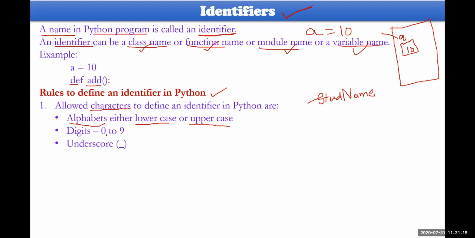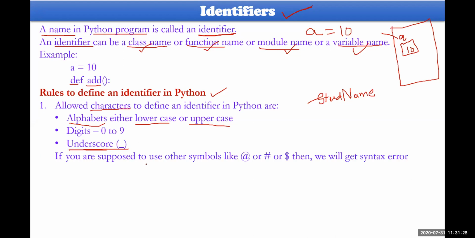0 to 9 digits are allowed. Only one special character is allowed, that is underscore. If you are supposed to use any other special character, something like at the rate, hash, dollar, then we will get some syntax error. For example, CASH is okay. $H, if you use something like this, could not be considered a proper variable name. You need to consider it in such a way.